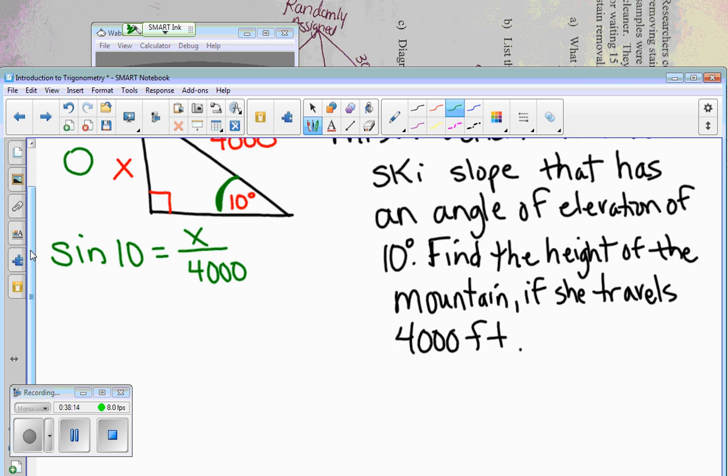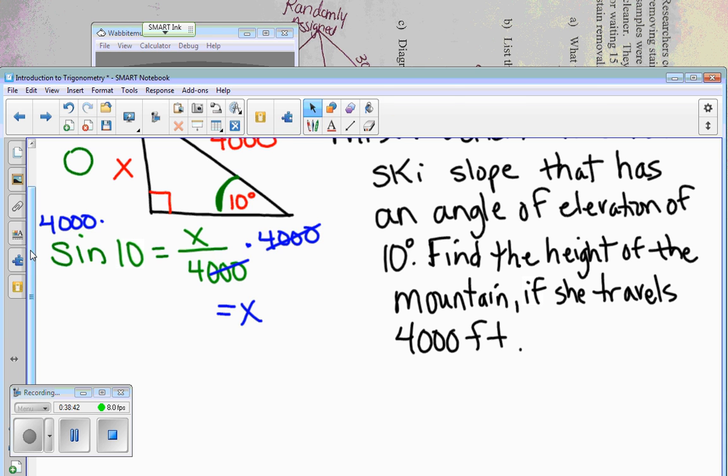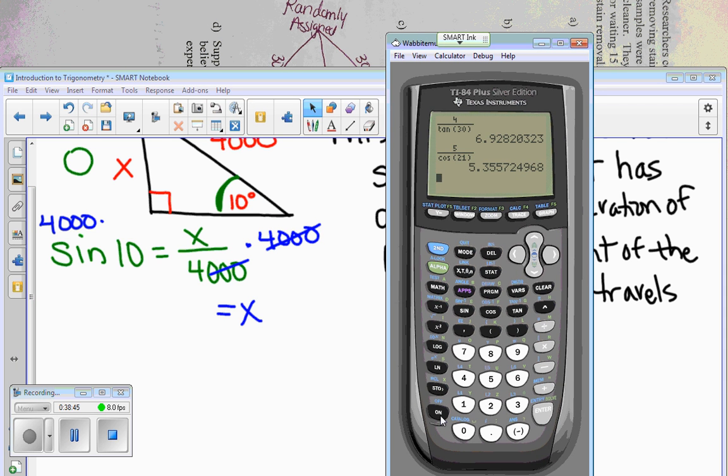How do I solve that for X? I know the sine of 10 is just a number I can plug into my calculator. But what do I do with that 4,000 to get X by itself? Multiply both sides by 4,000, and it cancels here. What I do to one side, I have to do to the other. So X is equal to 4,000 times the sine of 10, and you're literally just going to plug that into your calculator. 4,000 times the sine of 10 degrees.